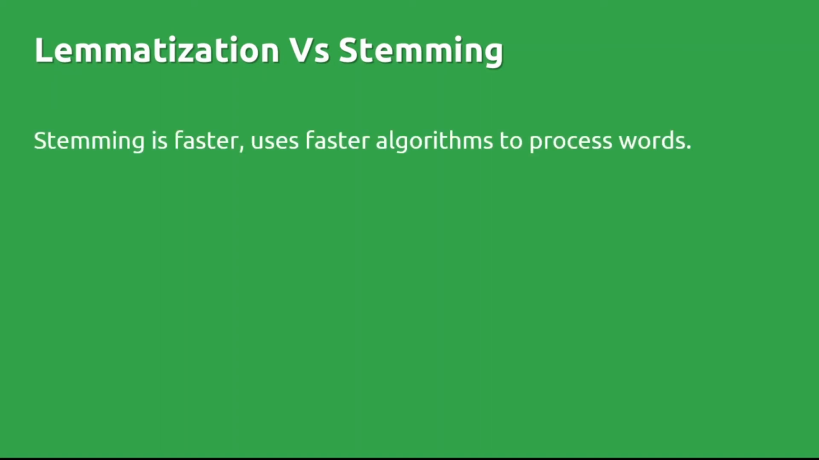Now, you might ask me the question, well, how do I know which one to use? And when would I actually prefer to use lemmatization over stemming or stemming over lemmatization? Well, stemming is definitely faster. It uses faster algorithms to process words. And as you see, it does not use the WordNet corpus or any other dataset to compare or analyze a word. And therefore, the operations become a bit faster than lemmatization. So if speed is your priority and you just want to quickly get things done, stemming is the option for you.